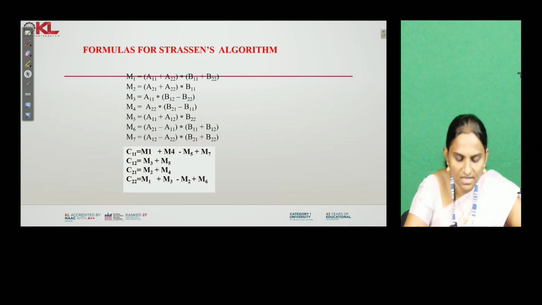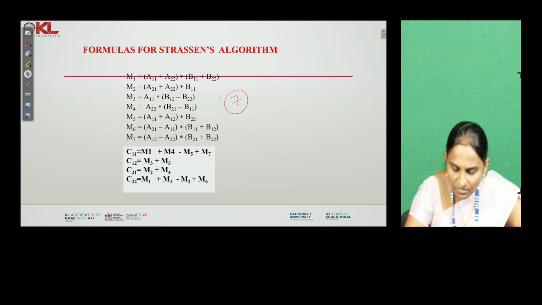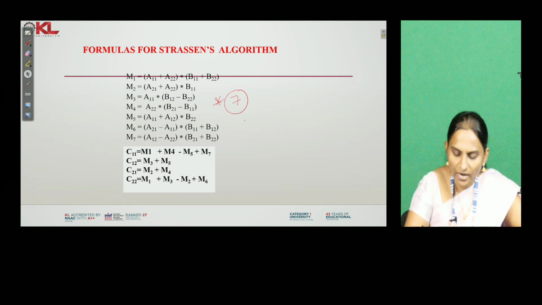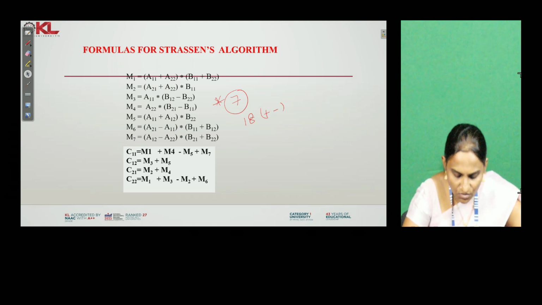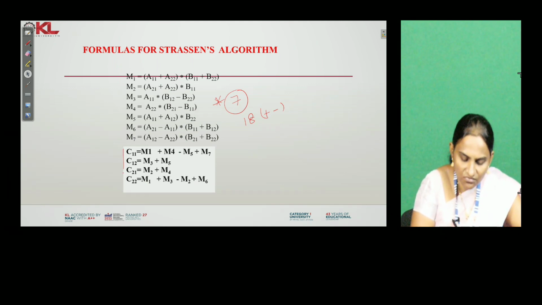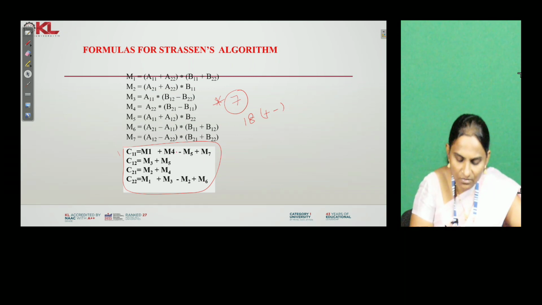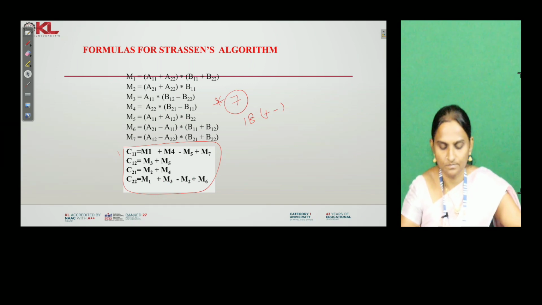Strassen found these formulas M1, M2, M3, M4, M5, M6, M7. In these formulas, only 7 multiplication operators are there, with 18 additions and subtractions. So he has reduced one multiplication operator, and thereby reduced the time complexity also. Using this, C11 equals M1 plus M4 minus M5 plus M7, C12 equals M3 plus M5, C21 equals M2 plus M4, C22 equals M1 plus M3 minus M2 plus M6.